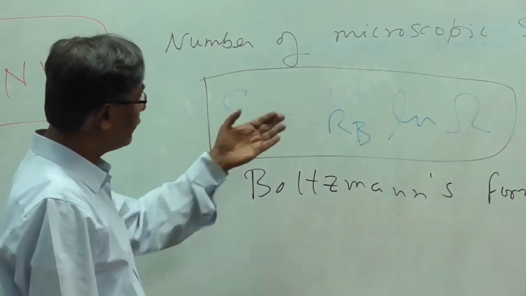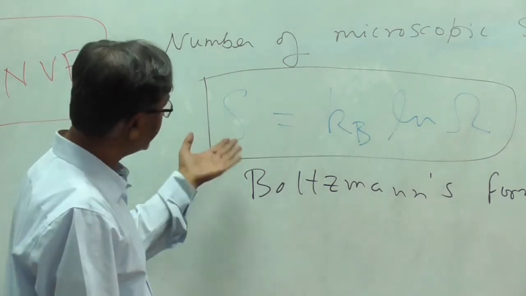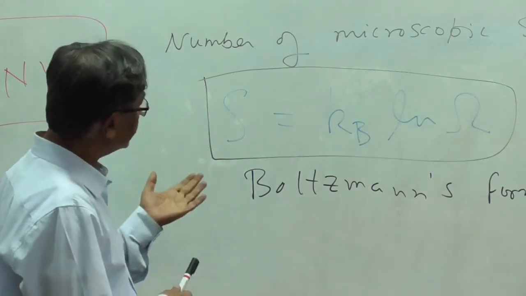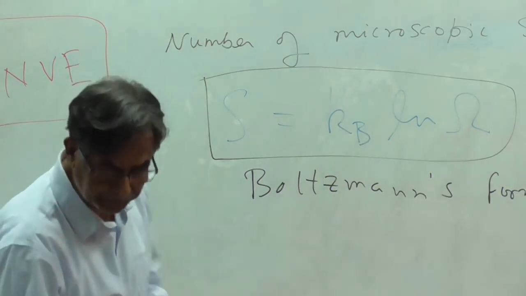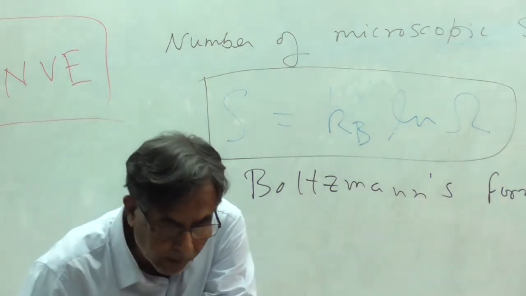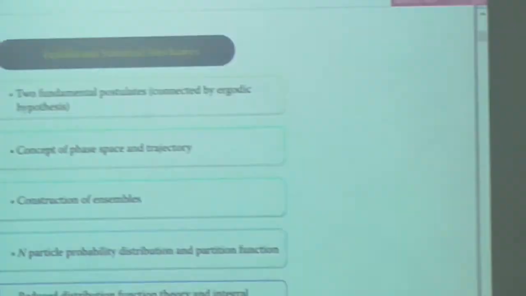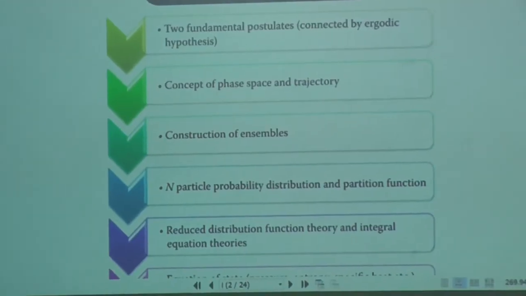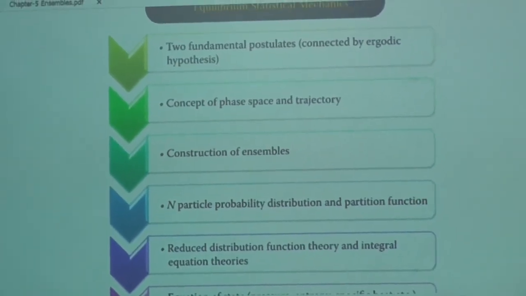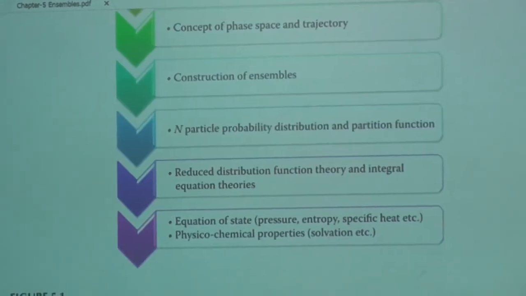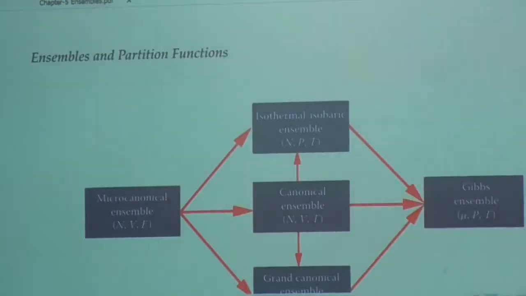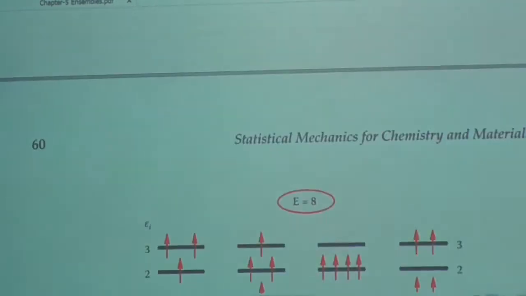Okay, so now I'll give you a very trivial derivation of this, which is in all the textbooks, and should be given in my book also. There are certain very nice things here, about how we went: postulates, the concept of ensemble, construction of ensemble. This is just a short summary of the microcanonical ensemble.